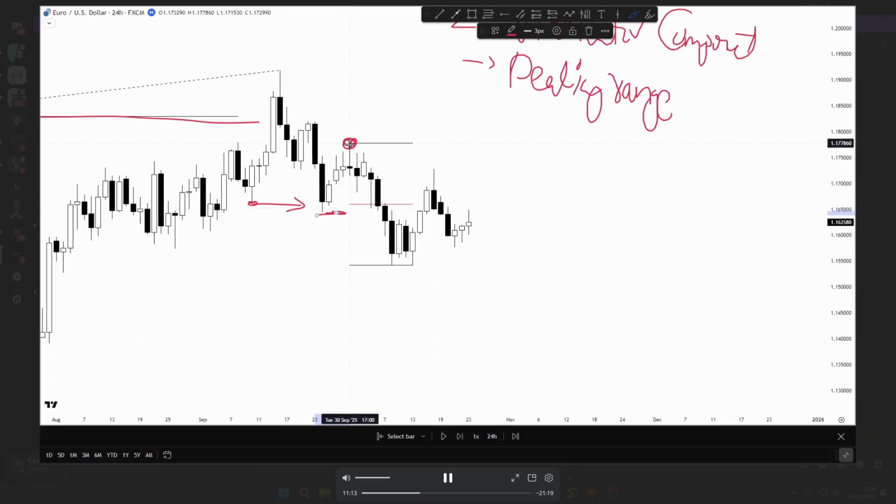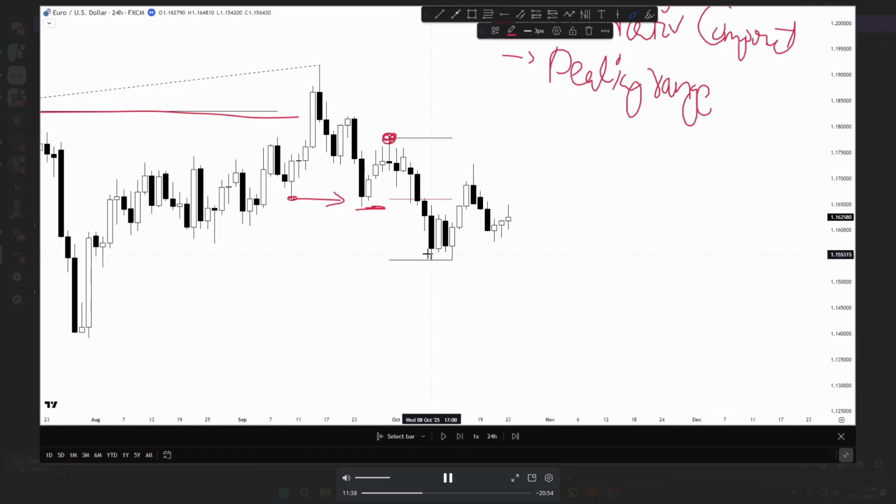Okay, this high led to this low being broken to the downside. So this high in practice became a significant high or a key high. Now obviously in order to define a dealing range, we also need a significant low, right? And the significant low we have in this case is this low.